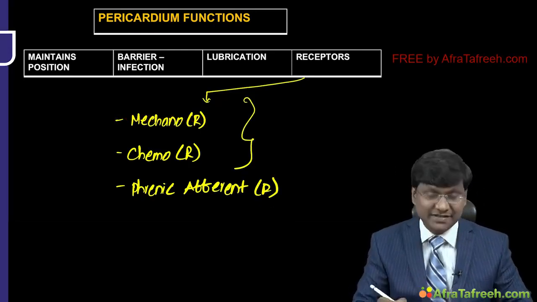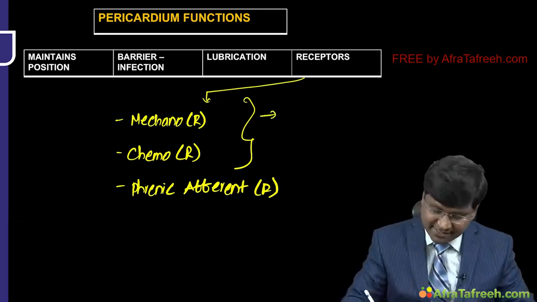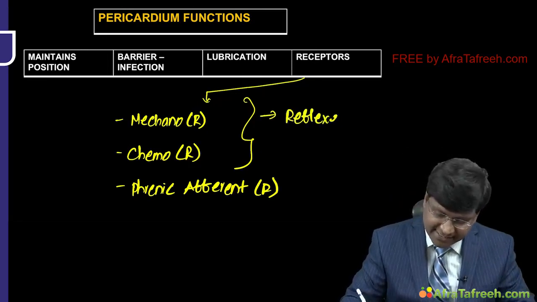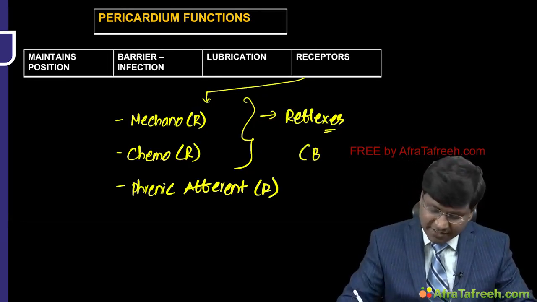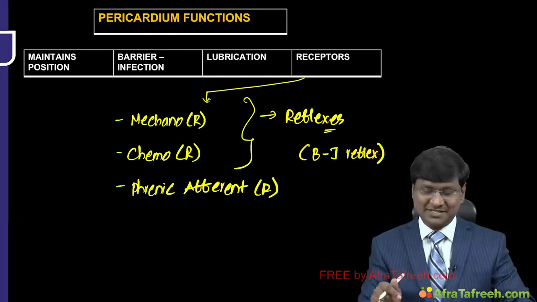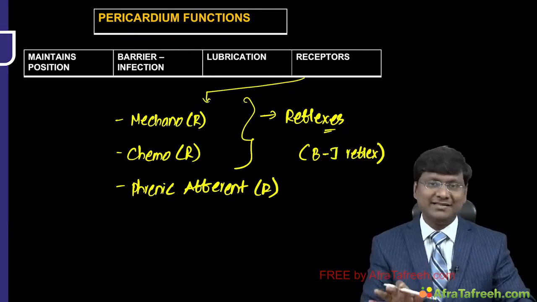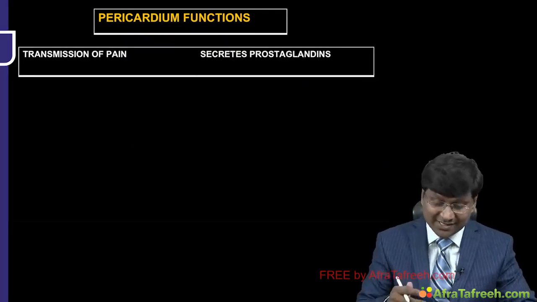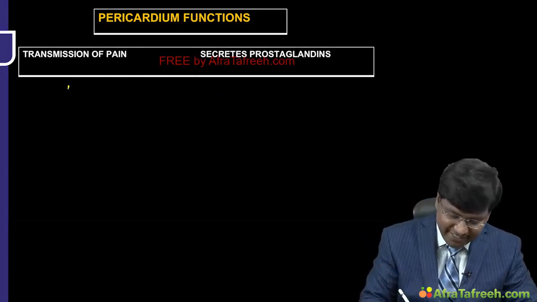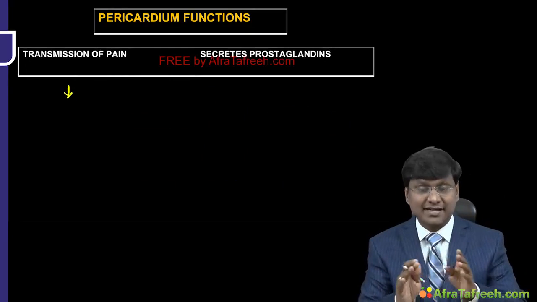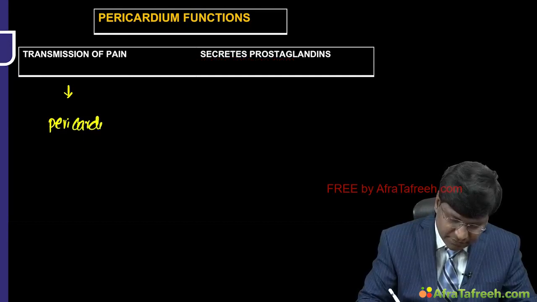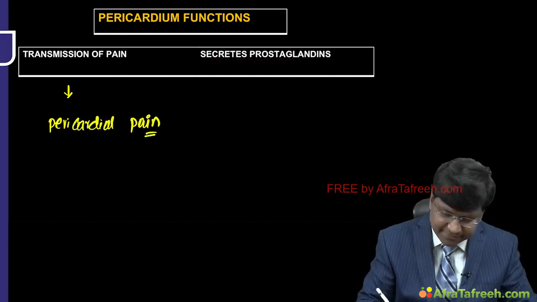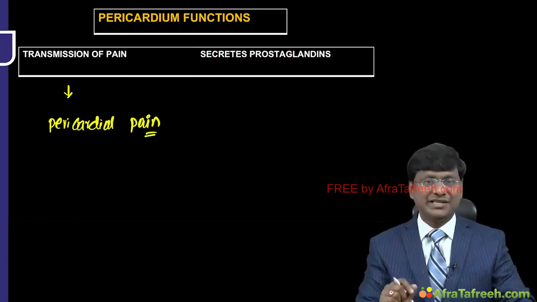And what is the importance of these receptors? They participate in the reflexes which arise within the pericardium or the epicardium. One example of such a reflex is the Bezold-Jarisch reflex, right? And these particular receptors present within the pericardium play an important role in these reflexes. Okay, now what are the other important functions, right? The pericardium also helps in the transmission of pericardial pain. So thereby it tells that there is some pathology going on within the pericardium.